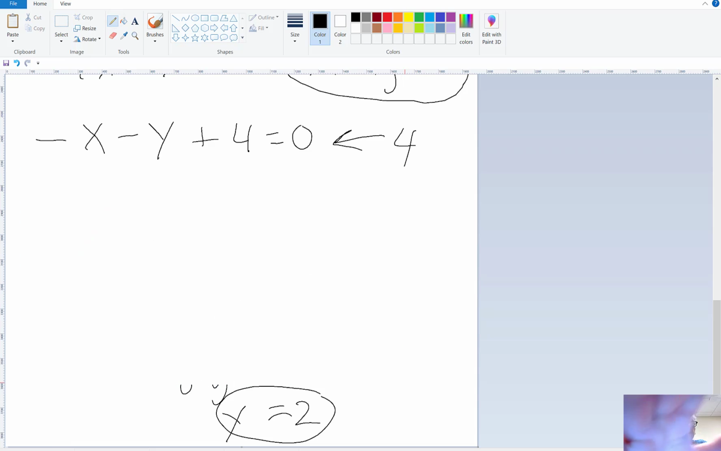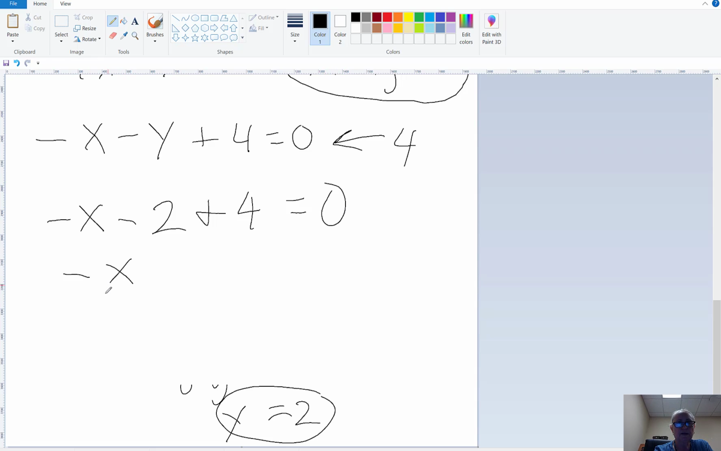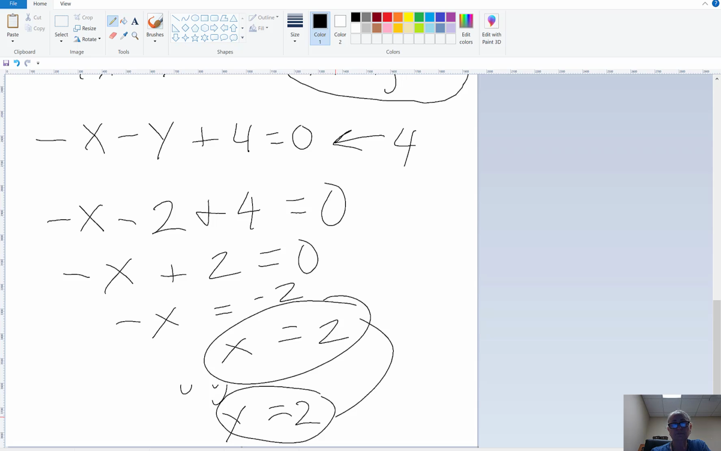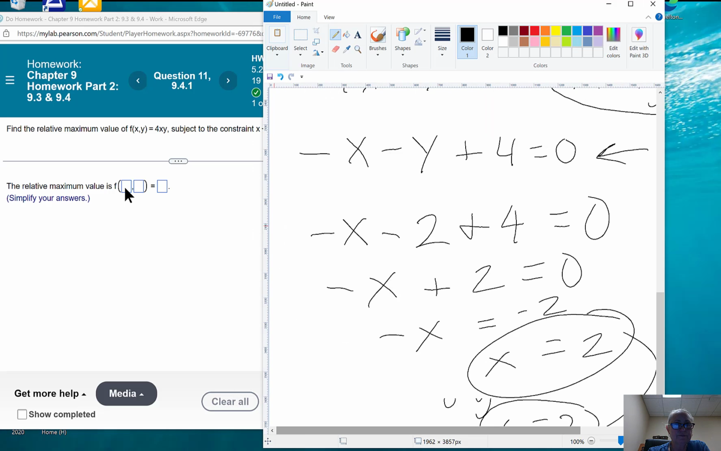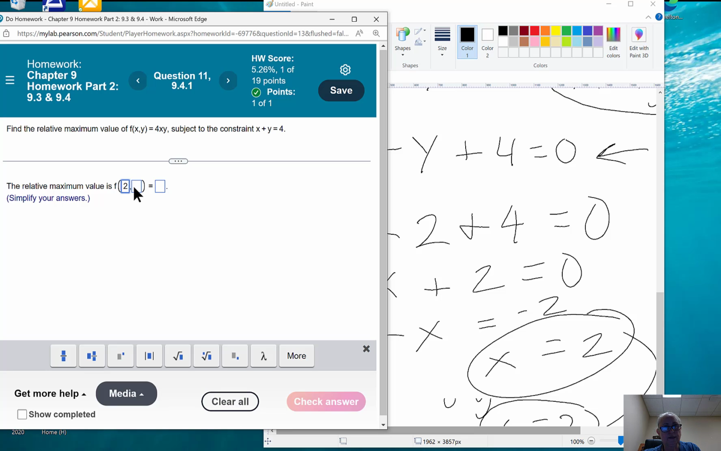So I'll say minus x minus 2 plus 4 equals 0. That's minus x plus 2 equals 0. Minus x is minus 2, which means x is 2. Now, they're not always going to be the same. That's just a coincidence. So I have found that x is 2 and y is 2.